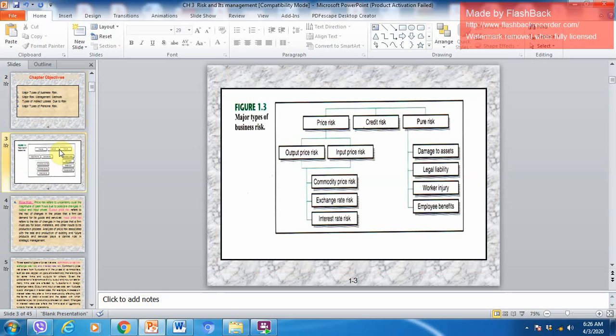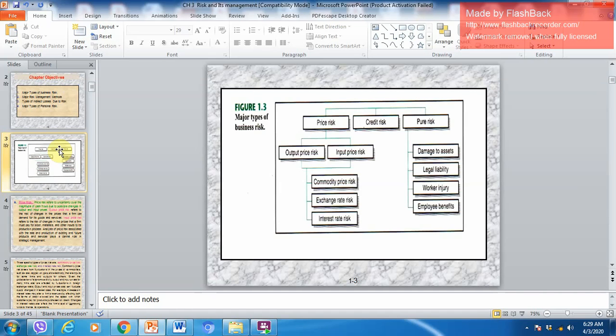I summarize both points, input price risk and output price risk. Simply, all the fluctuations with your inputs, dealing with the internal environment of the business, are called input price risk, and all the fluctuations with the external environment of the business are called output price risk. In this way, the price of your commodity depends upon the price of all the inputs.